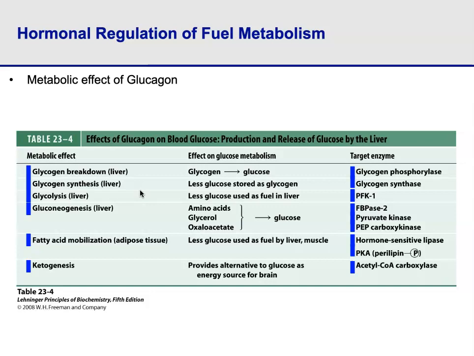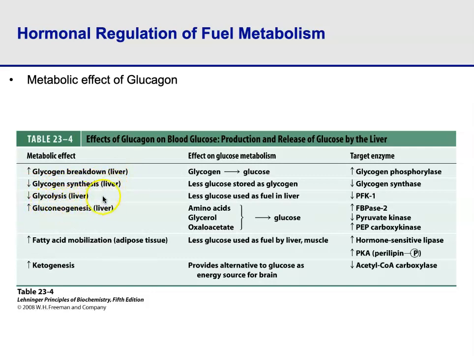I'm going to move on though, because there's no point for me to stop. You can just pause if you want to think about it. But the effect is pretty much opposite of insulin. Increased glycogen breakdown. Why? We need glucose. It needs to supply the blood with glucose so that the cells and all tissues that need glucose will have it. As a result, glycogen synthesis is decreased.